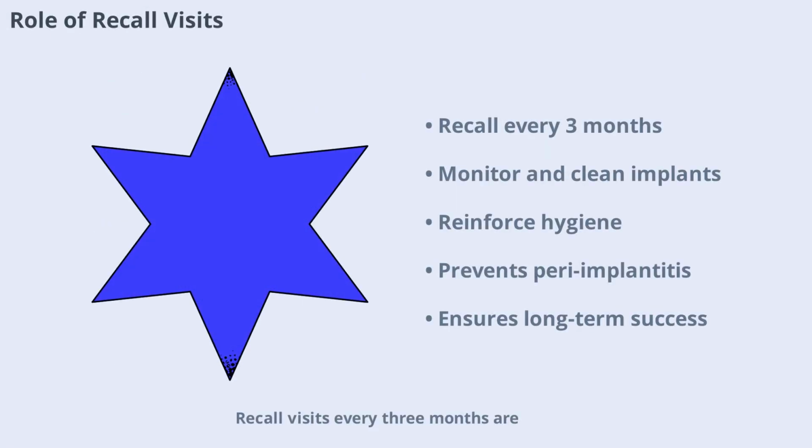Recall visits every 3 months are recommended for all patients with dental implants. These appointments allow dental professionals to monitor the implant, perform professional cleanings, and reinforce oral hygiene instructions. Regular recall is a proactive step that helps prevent peri-implantitis and ensures the long-term success of the implant.